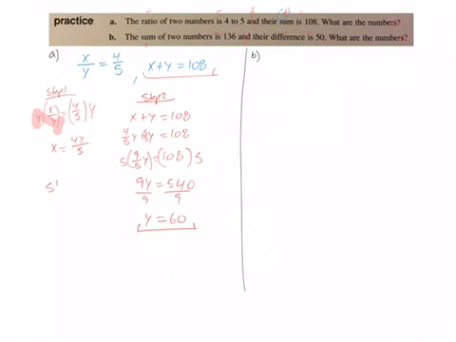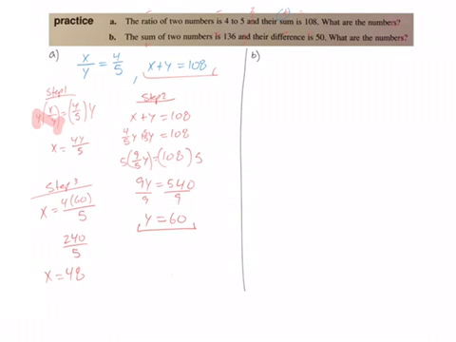Then step 3, x is equal to 4 times y, which happens to be 60, divided by 5, 240 over 5, x is equal to 48. Alright, so that was part A. Now let's do part B, which is kind of the same idea, just the same thing again.